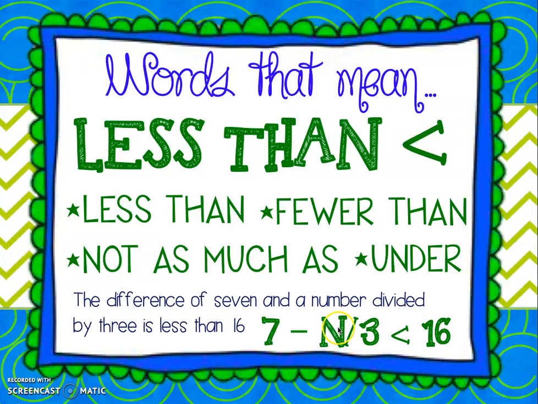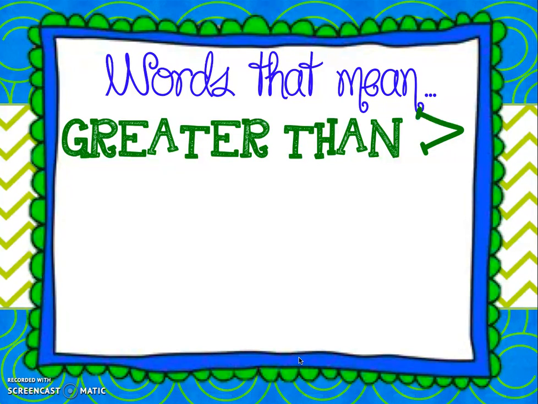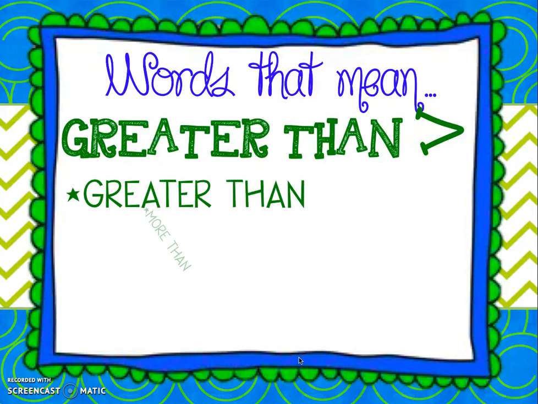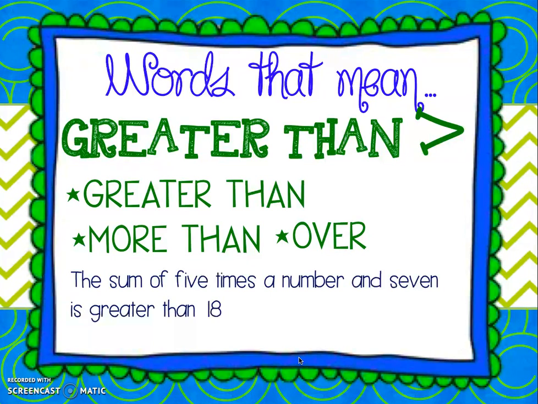So this is what you're going to be doing on your homework, is you're going to be translating sentences like this into inequalities. Okay, so words that mean greater than are pretty much the exact opposite of those words that mean less than. Obviously, if we see greater than, more than, over. So for example, the sum of 5 times a number and 7 is greater than 18. We would have 5n, 5 times a number, plus, there's our word sum, 7, is greater than 18.